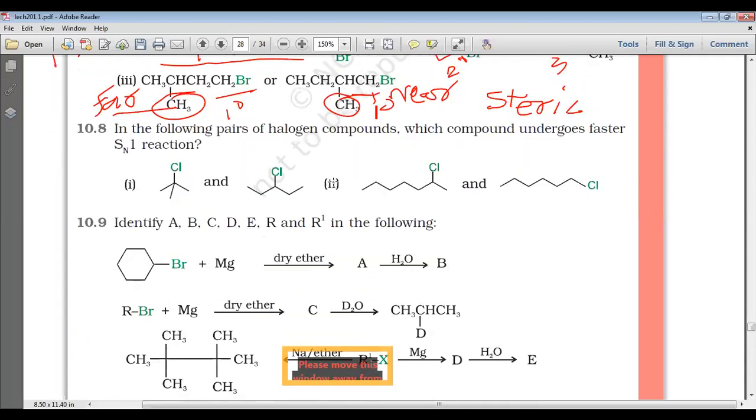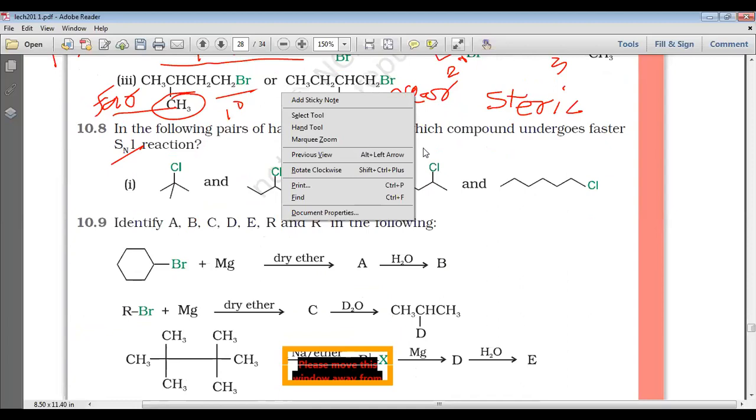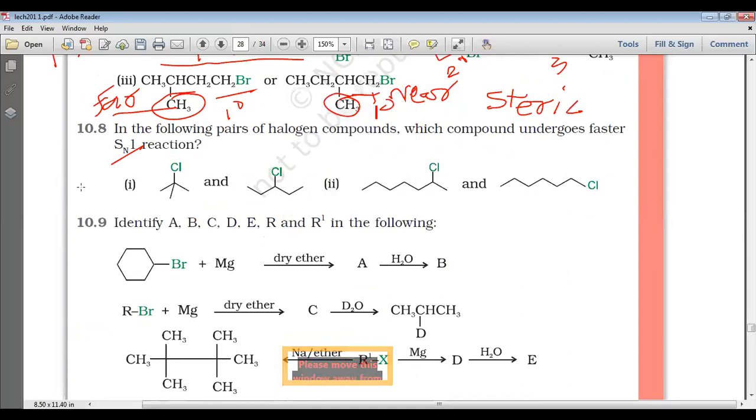We have the SN1 mechanism. For the SN1 mechanism, my dear students, the order is tertiary greater than secondary greater than primary. If you look, this is tertiary, this is secondary. For the SN1 mechanism, this is preferred. This is secondary, this is primary.